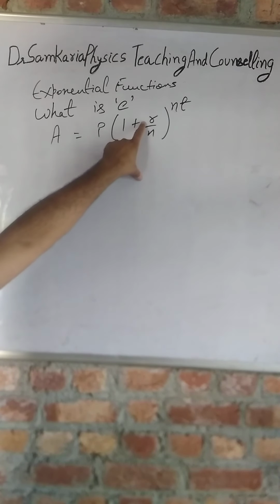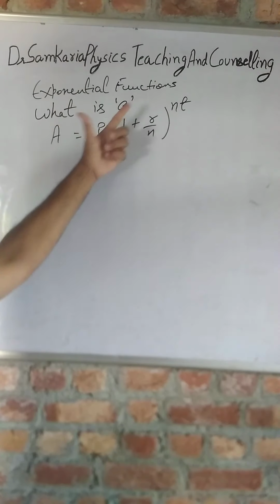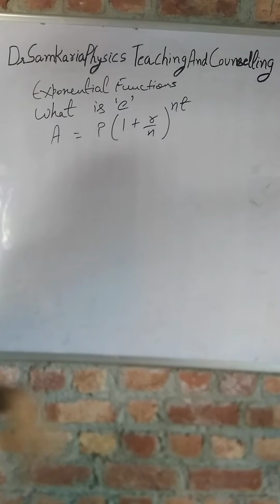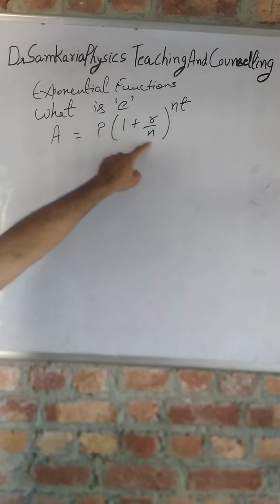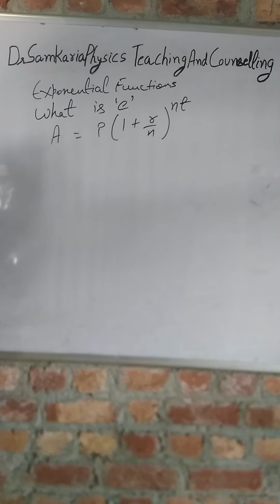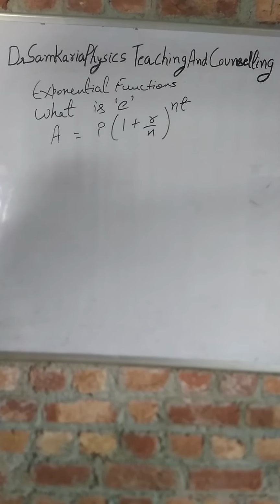What is r? Here r is your annual rate of interest, and it must be in decimal. By decimal I mean 100% must be written as 1. What is n? This n is the number of times interest is compounded per unit time, and this is a very important parameter. Listen again, what is n? n is the number of times interest is compounded per unit time. And what is t? t is the time for which your money is invested.